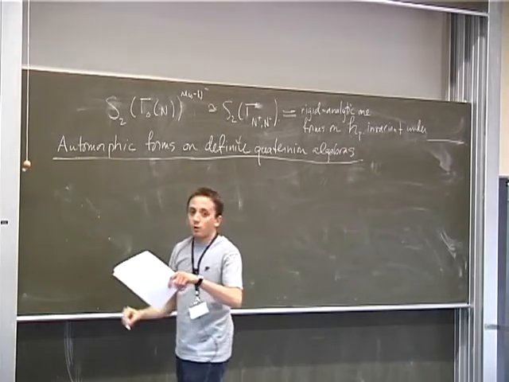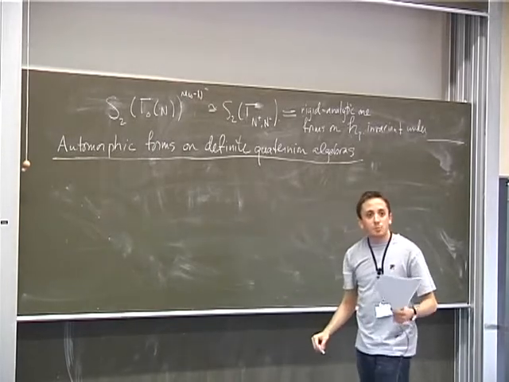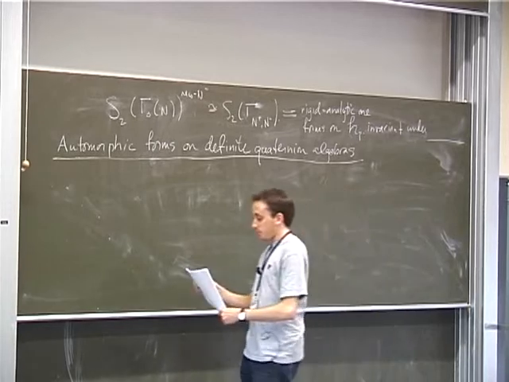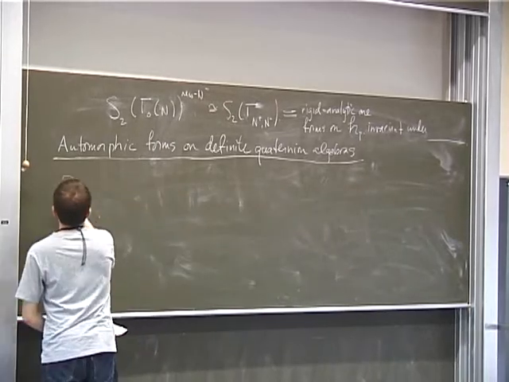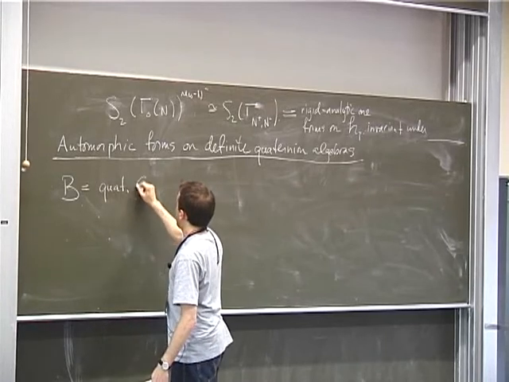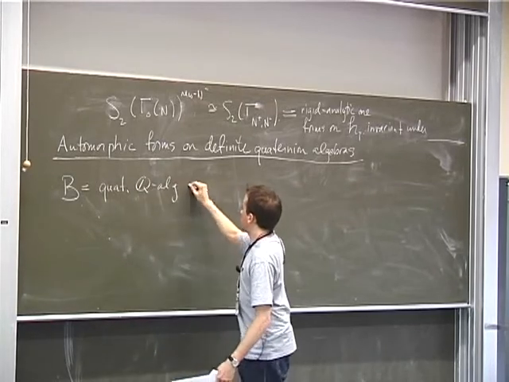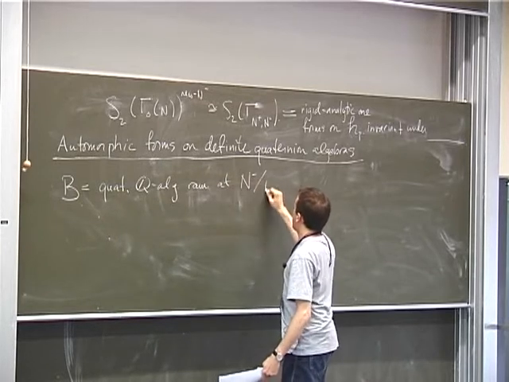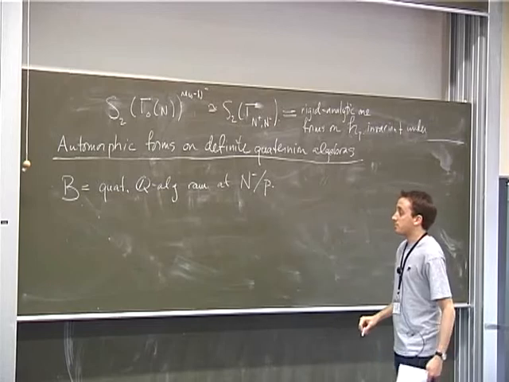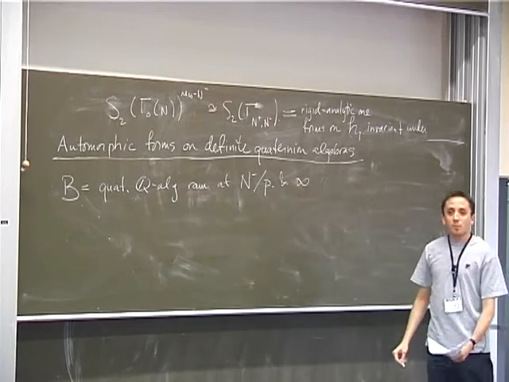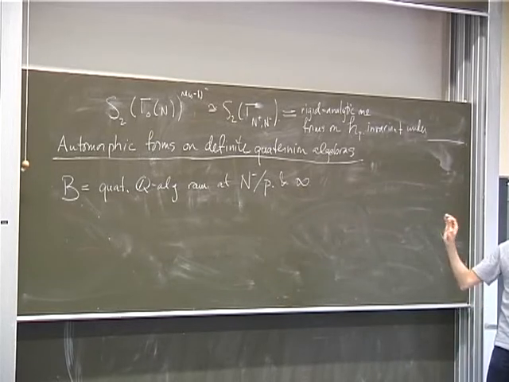I mentioned modular forms on indefinite quaternion algebras 20 minutes ago. Now let's look at their definite counterparts. So let me take B now, as opposed to C, to be the quaternion algebra over Q, ramified at n minus divided by P and infinity. So I'm swapping P out of the ramification locus and I'm putting in infinity instead.